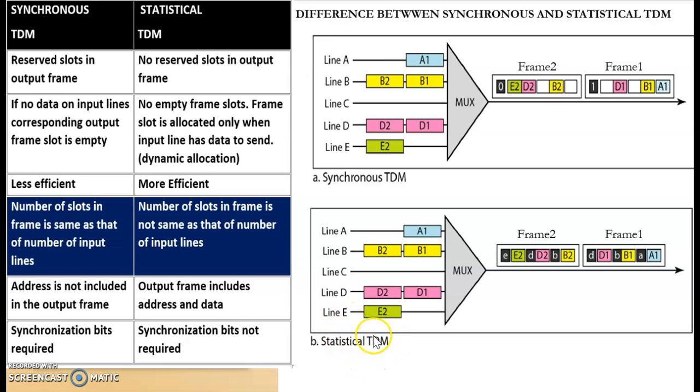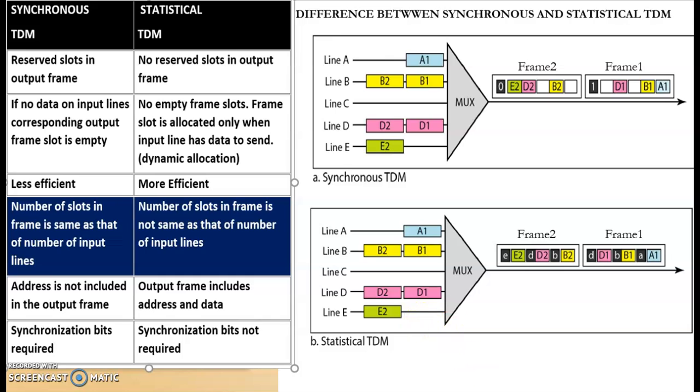Whereas in statistical time division multiplexing, for each input line, the slots are not reserved in the output frames, whereas the slots are allocated dynamically. As a result, the number of slots in the output frame will not be the same as the number of input lines. But in rare cases, if all the input lines have data to send for the whole time duration, then the number of slots in the output frame can be the same as the number of input lines, but that will be only a rare case. So most of the time, the number of slots in the frame is not the same as the number of input lines.